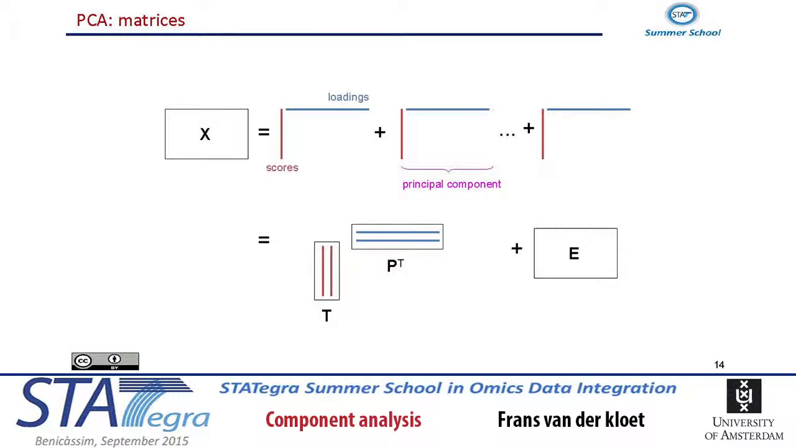So graphically, this would mean I've got scores and loadings, so X is decomposed in scores and loadings. This is my first component, plus another component, plus a third component, and so on and so on. And in matrix form, we combine them, we concatenate them, and they look like this, and an error term.